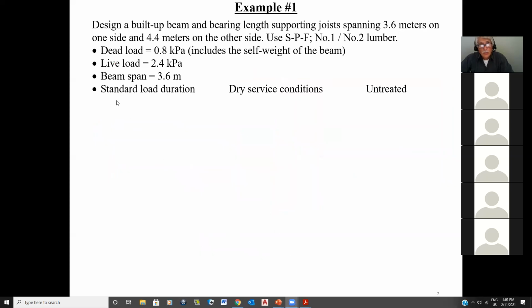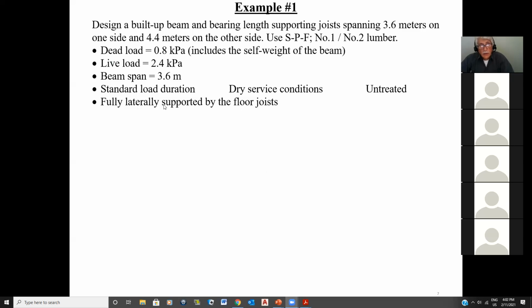And now the load duration is standard, so therefore KD is equal to 1. Dry service condition, because it's going to be built inside of a house. In other words, every residential house, you're going to have standard load condition, KD is equal to 1, KS is equal to 1, KT is equal to 1, because you're not going to use treated wood inside your house. So therefore you can go straight to the table because everything is 1, 1, 1.